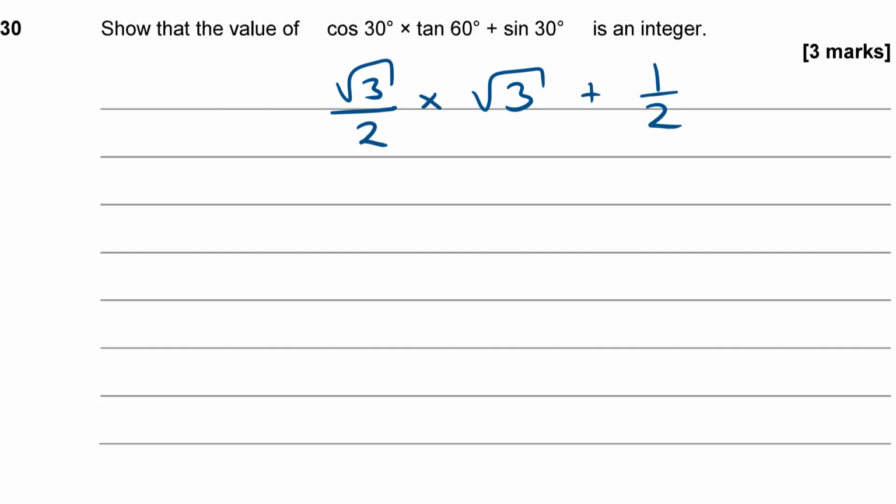So I need to show that it's an integer. Well, that's not very hard. Root 3 times root 3 is 3, isn't it? So that's 3 over 2 plus a half. And what's 3 over 2 plus a half? That's 4 over 2, which is the same thing as 2. So it was super easy once I knew what those values were to start with. Okay, job done, paper done.